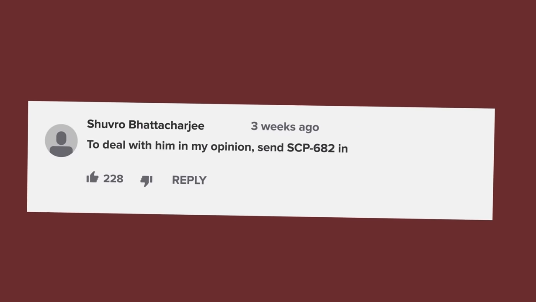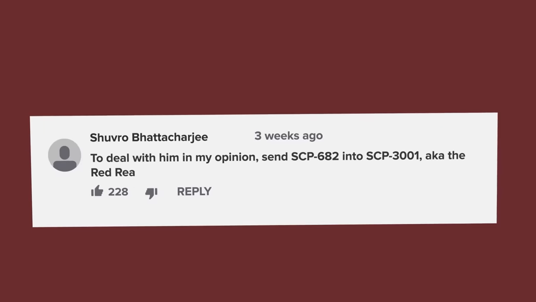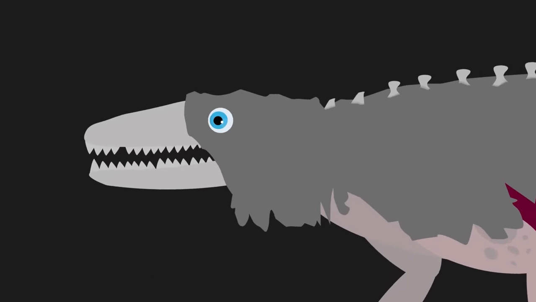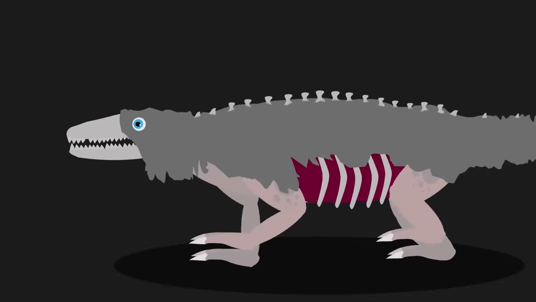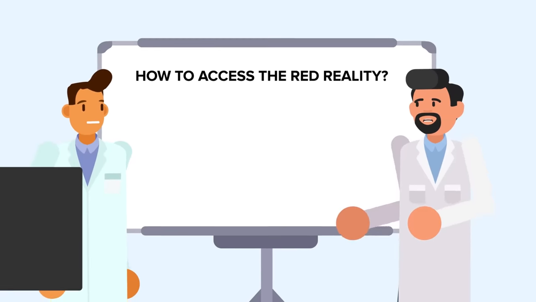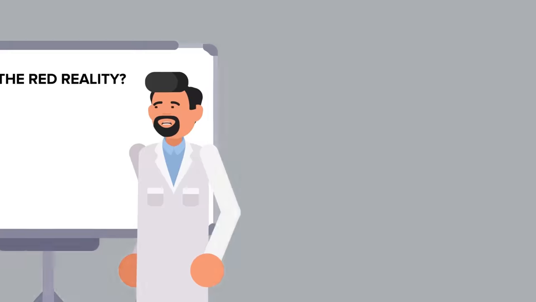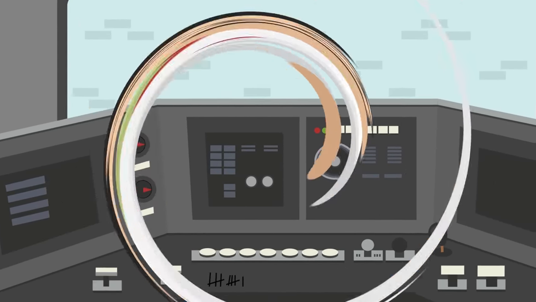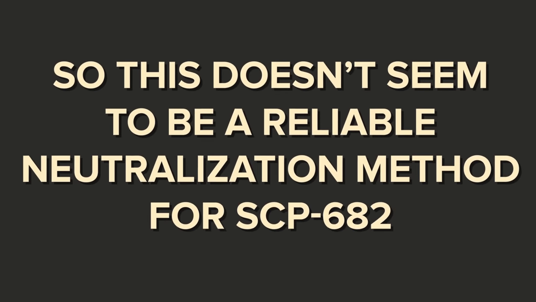Shuvo Bhattacharya said, "To deal with him, in my opinion, send SCP-682 into SCP-3001, aka the Red Reality. That's my theory. This could potentially be an effective method of trapping SCP-682 for a period of time." However, the problem is that there's no reliable way to access the Red Reality. The only person who's ever really been inside is Robert Scranton, and he ended up there completely by accident. So this doesn't seem to be a reliable neutralization method for SCP-682.